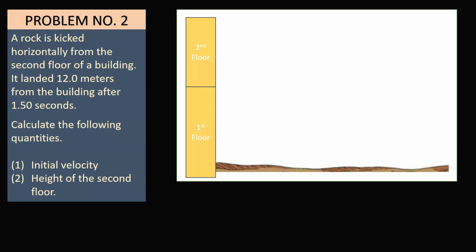Example number 2. A rock is kicked horizontally from the second floor of a building. It landed 12.0 meters from the building after 1.50 seconds. Calculate the following quantities. 1. Initial velocity. 2. Height of the second floor.